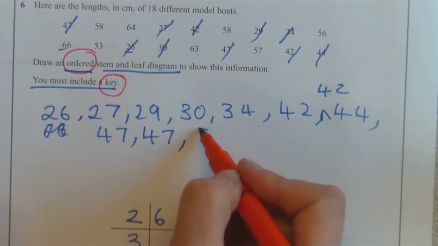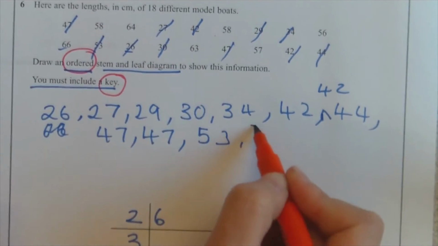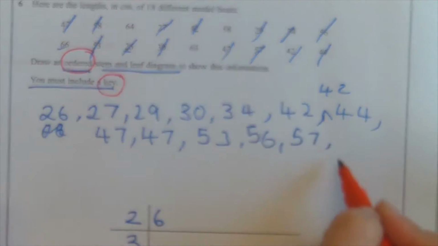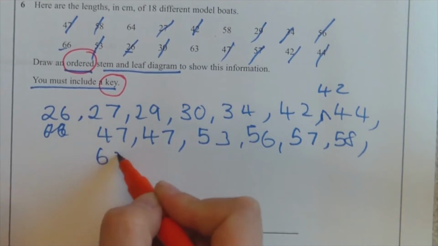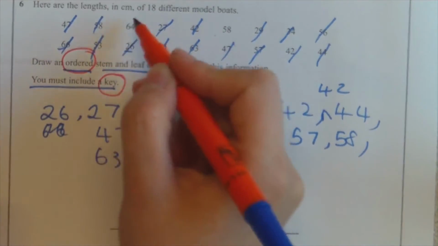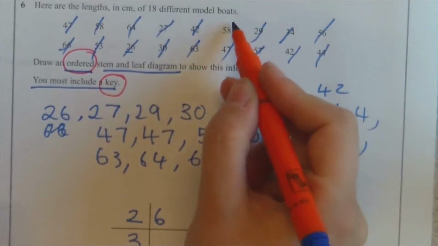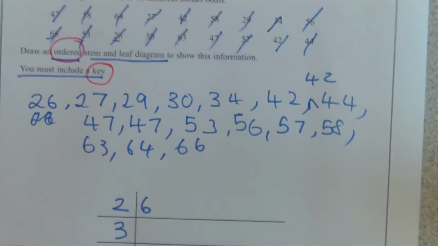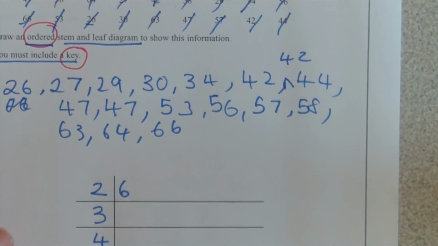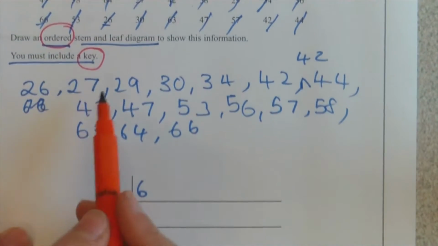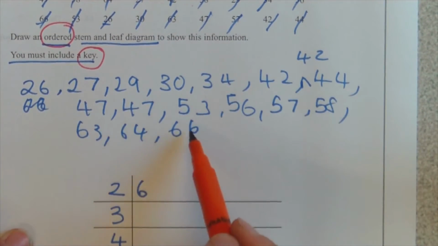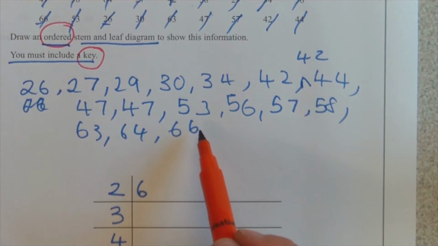53, 56, 57, 58, 63, 64, and 66. If you ever want to check your answers, it tells you there are 18 different numbers, so I can check I should have 18 here. 1, 2, 3, 4, 5, 6, 7, 8, 9, 10, 11, 12, 13, 14, 15, 16, 17. Oh, this means I'm missing one.